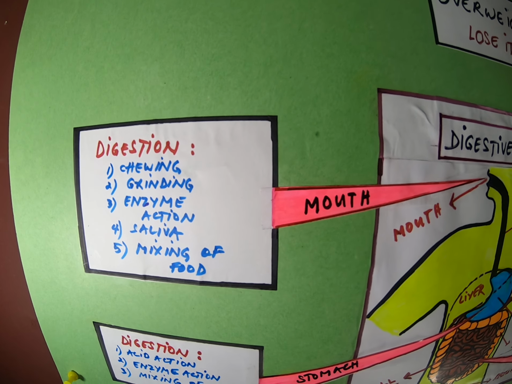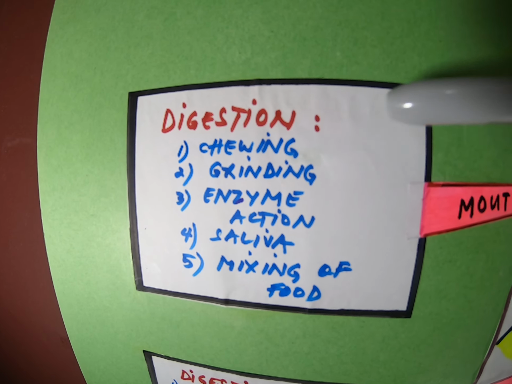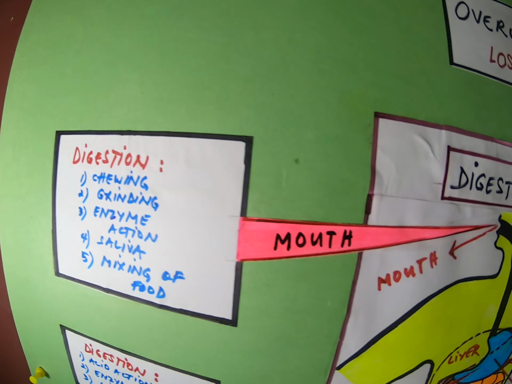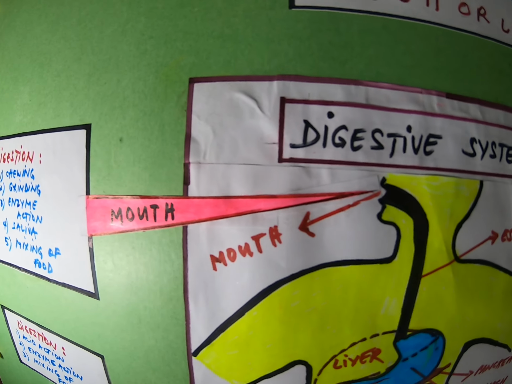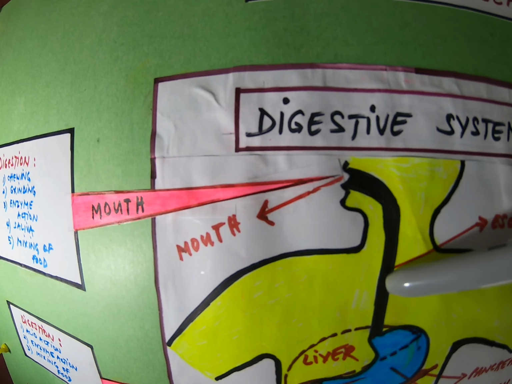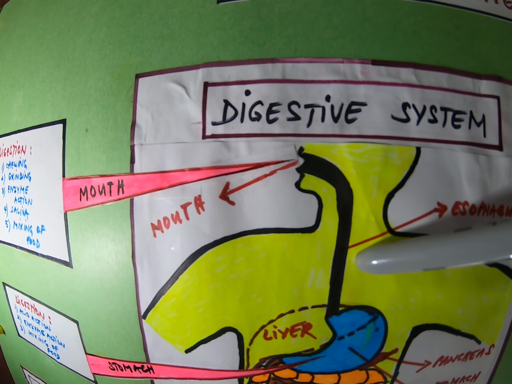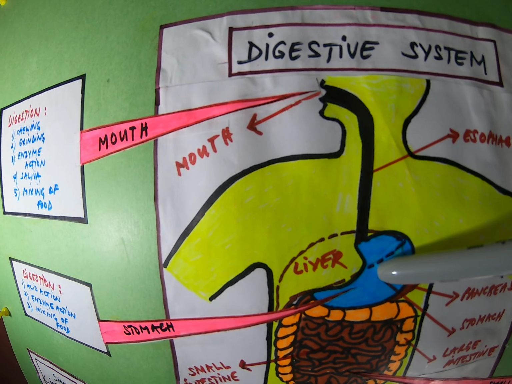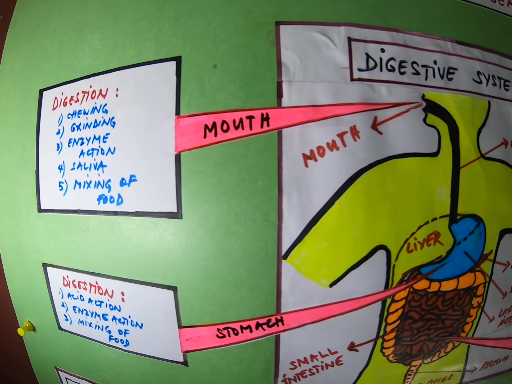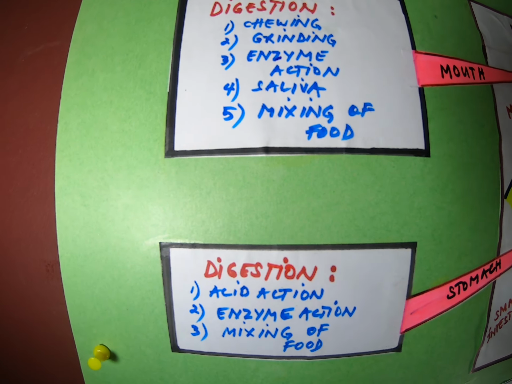So the food particles are broken down into smaller particles, and then they are ready to come down to the esophagus with the help of peristalsis, which is the wave-like contraction of the esophagus. When food arrives in the stomach, digestion happens again.